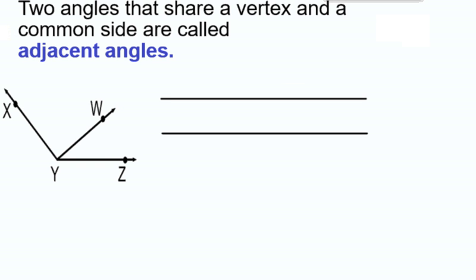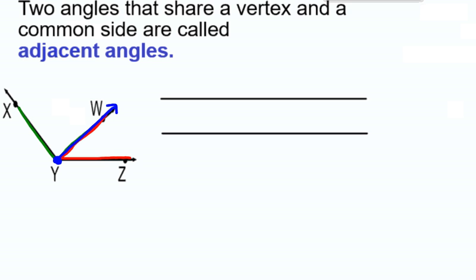Okay, here's new vocabulary. You need to know this word because you will be seeing it throughout the year. These are called adjacent angles. Adjacent angles basically are 2 angles that share a vertex and they have a common side. This angle right here, angle XYW, and then I also have this angle right here, angle WYZ. Notice that they are sharing a vertex and they are also sharing a common side.